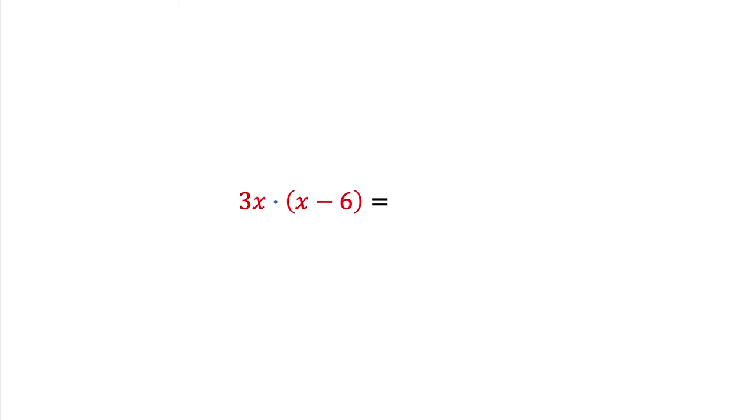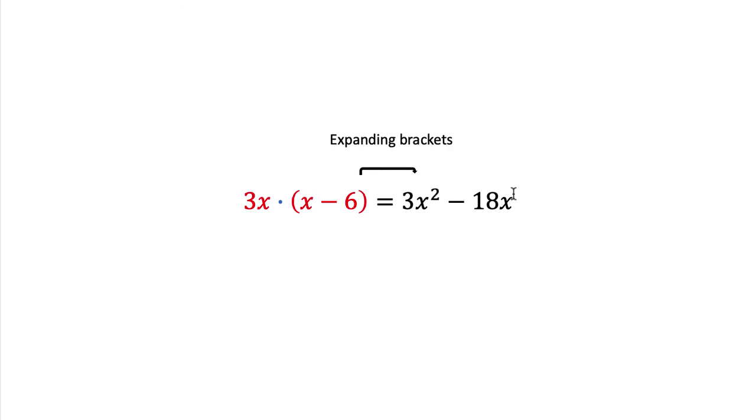Hi, last time we did this. We expanded brackets, and if you expand the brackets in here, you would multiply x by 3x to get 3x squared, and then the negative 6 by 3x to get negative 18x. And that was called expanding brackets.